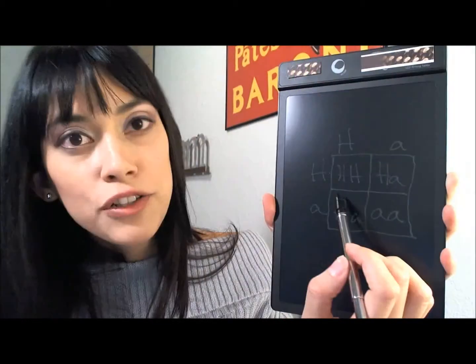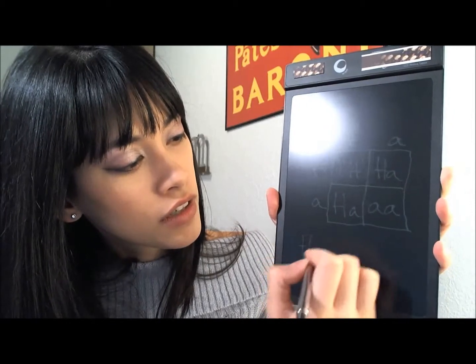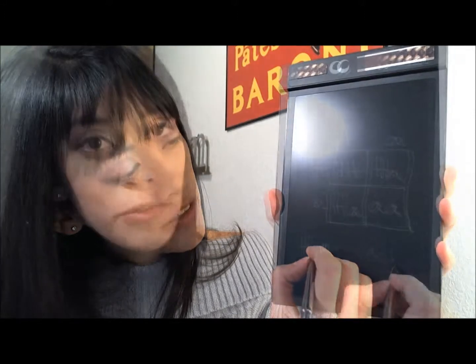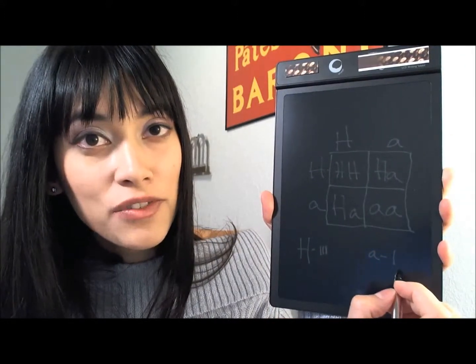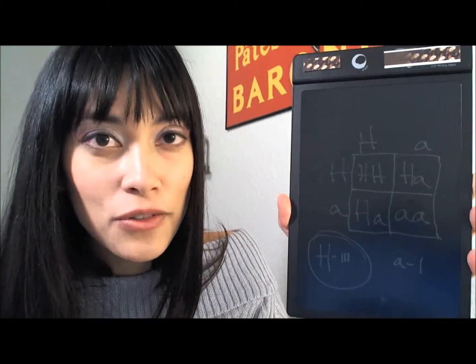And in this way, you can see that we have 3 quadrants which have the dominant hanging earlobes. We'll give it 3 hash marks there, and only 1 quadrant that has the recessive attached earlobe. I would say that hanging earlobes are the winner here.